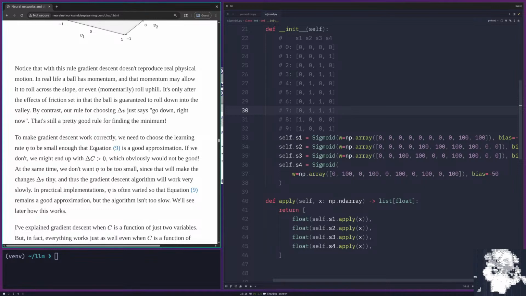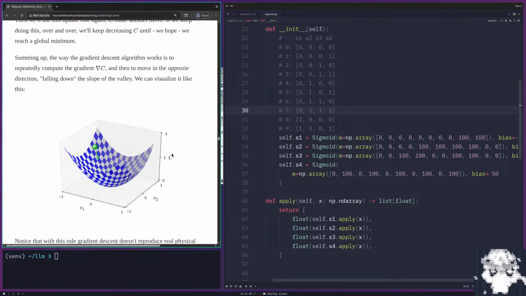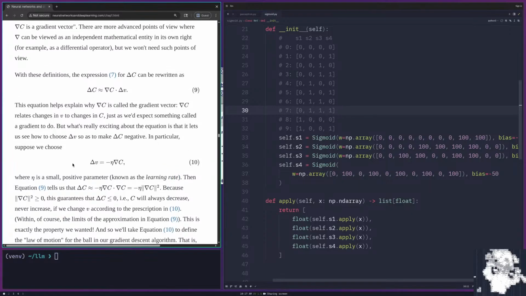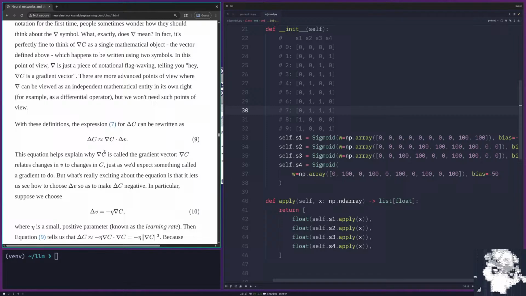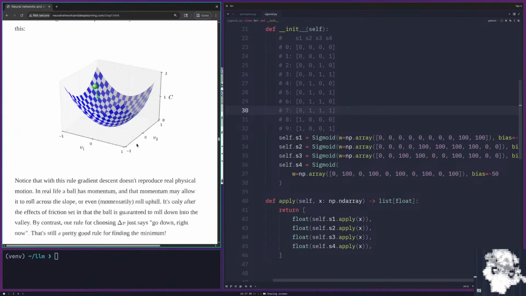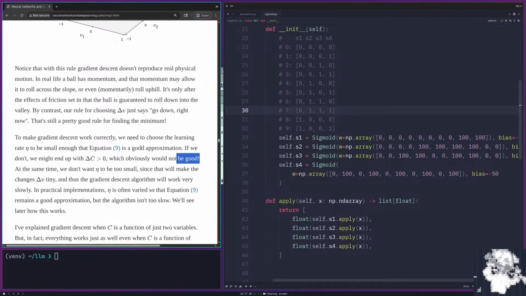To make gradient descent work correctly, we'll need to choose the learning rate, eta, to be small enough that equation 9 is a good approximation. If we don't, we might end up with delta C greater than 0, which obviously would not be good. Okay, so eta needs to be small because eta tells you how much to move, and this equation is only true if the amount you move is small. So if you're super zoomed in, it's a plane. If you're not zoomed in far enough, then it's not a plane, it's some other crazy shape.